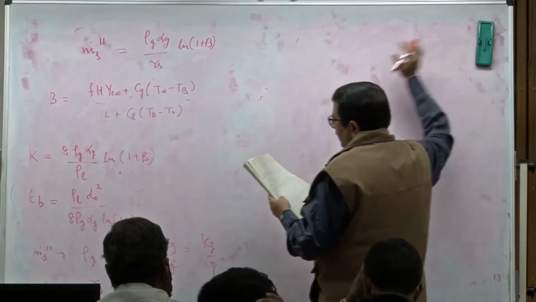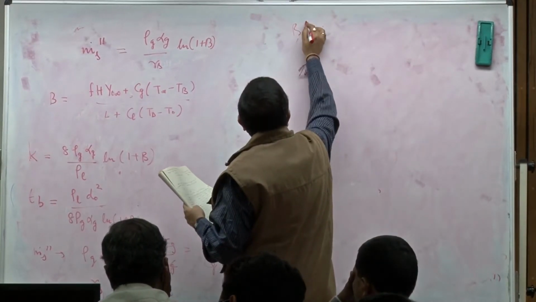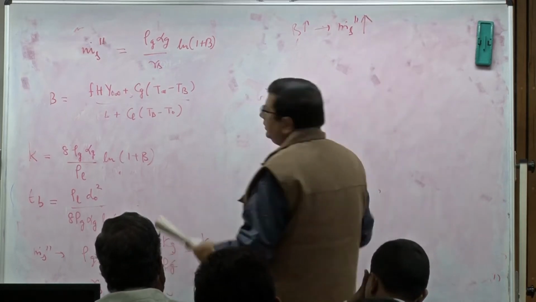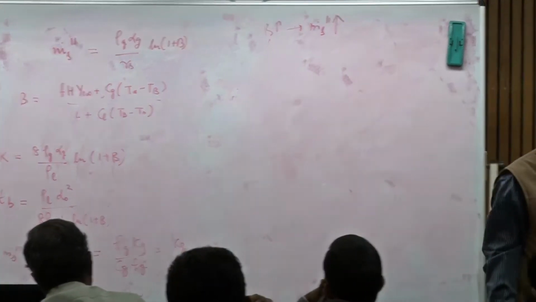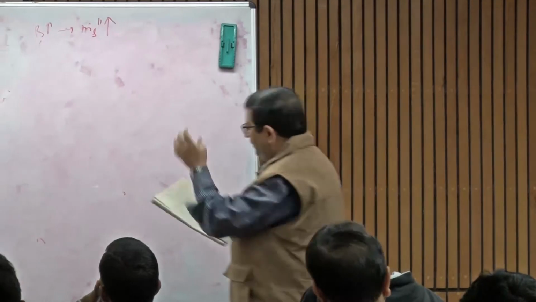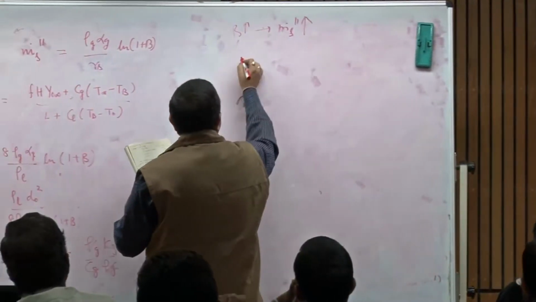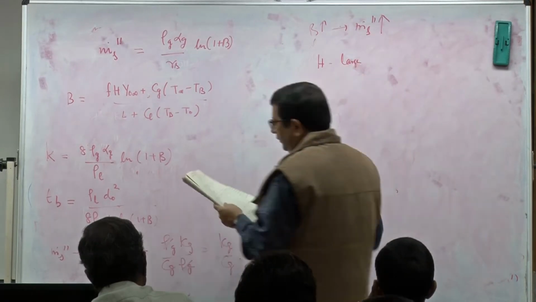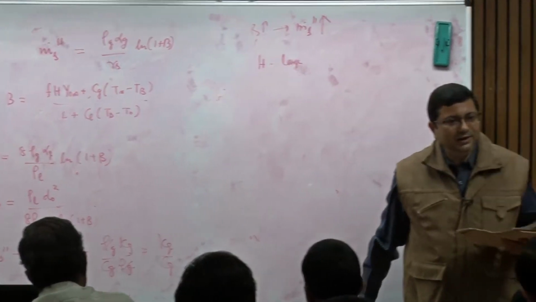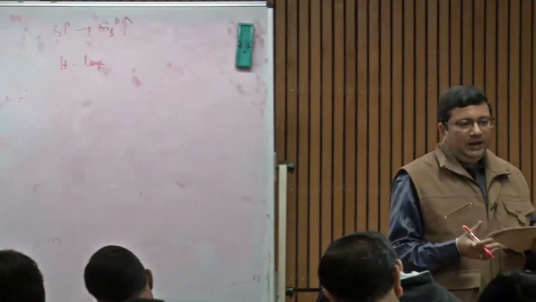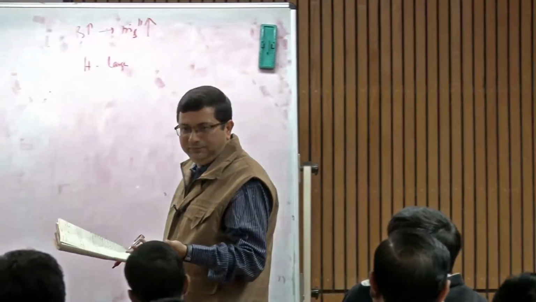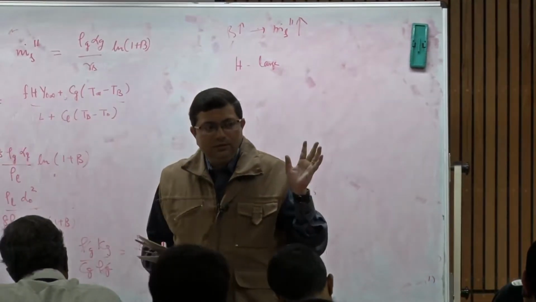So, just to summarize, what can we do to increase this value of B? What we see is that as B increases, m dot s double dot increases. So, we have faster evaporation as B increases. Now, how do we do that? We can have a large value of H, that is, a higher calorific value of the fuel.